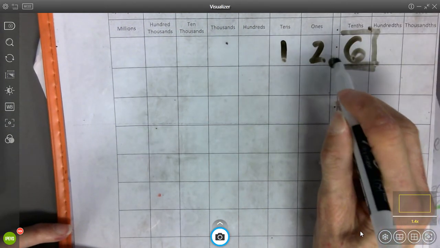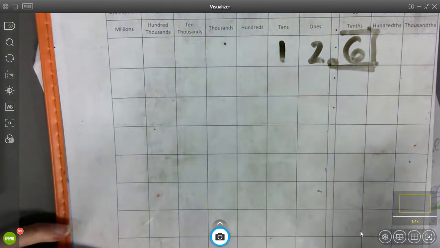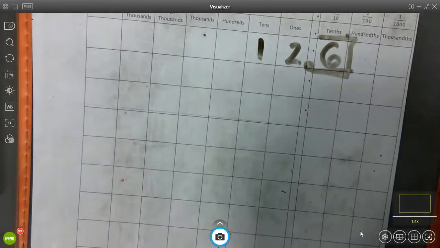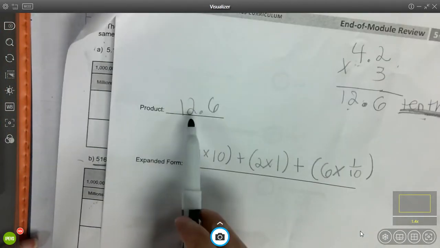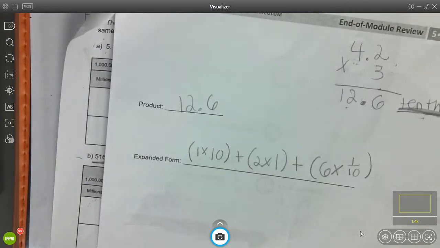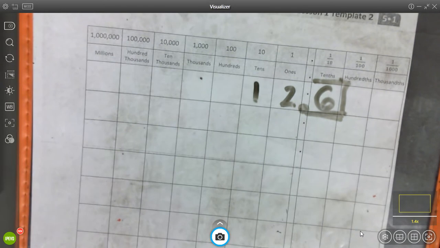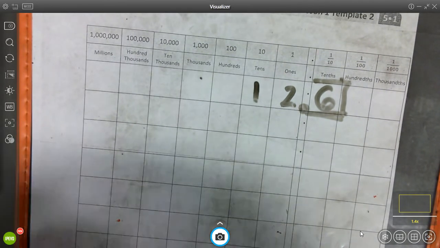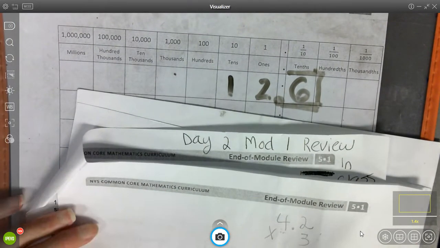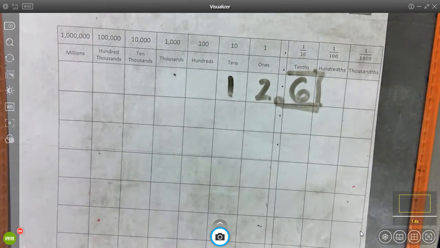Tenths, that's what my number is. And that's what I will write here for the product. That's my product. And then for expanded form, we highly suggest you use your sleeves, okay? Because it literally will give you the answer in expanded form. Remember, expanded form means we're just looking at how the value of each number is expressed if you were to stretch it out.